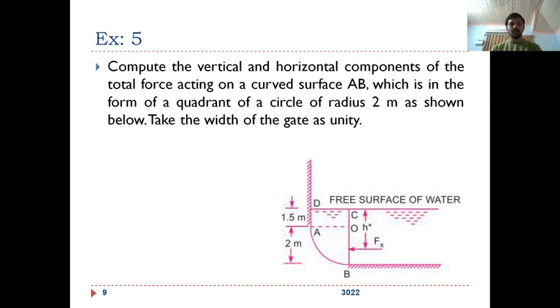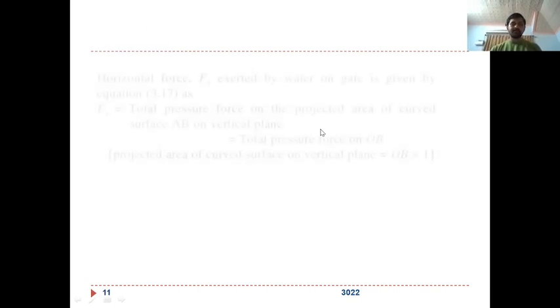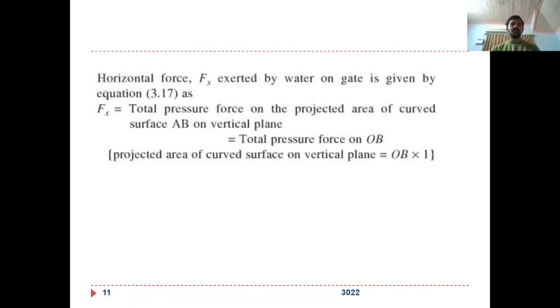So please draw this diagram and denote each and every point, junction, by appropriate points A, D, C, O, B. So distance AO equal to OB equal to 2 meters from the diagram. Now how to solve the problem? Horizontal force FH or Fx exerted by water on the gate is the total pressure force on the projected area of curved surface AB on a vertical plane.